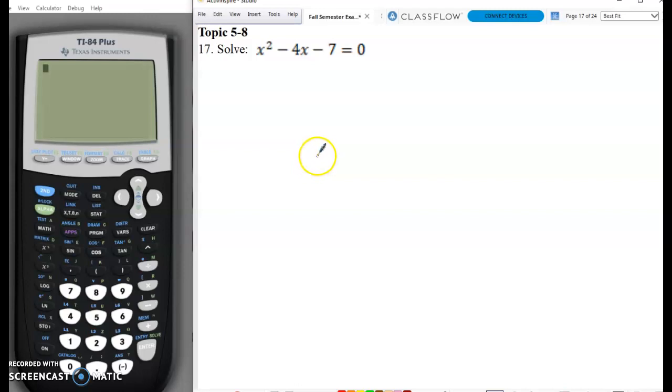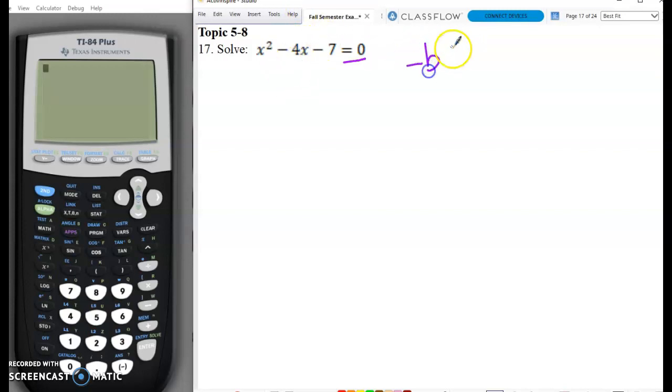Let's get started. Number 17 is asking us to solve x squared minus 4x minus 7 is equal to 0. So we are already equal to 0, which is great. Love it. Awesome. This is not factorable. There is not a set of factors of negative 7 that are going to get us a negative 4. So we've already covered graphing, so we're going to go ahead and try the quadratic equation.